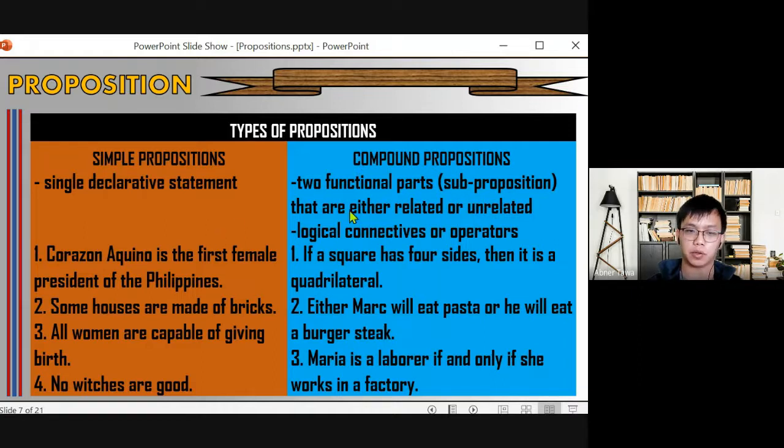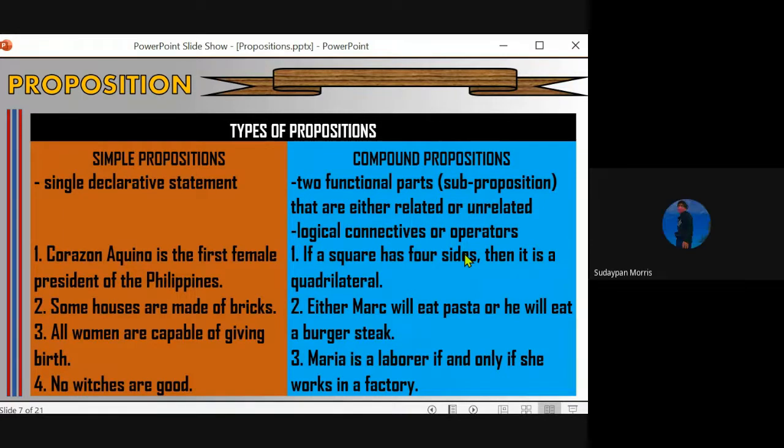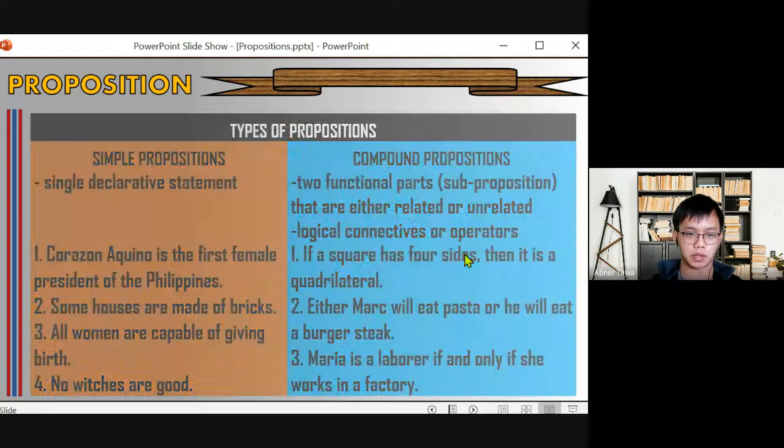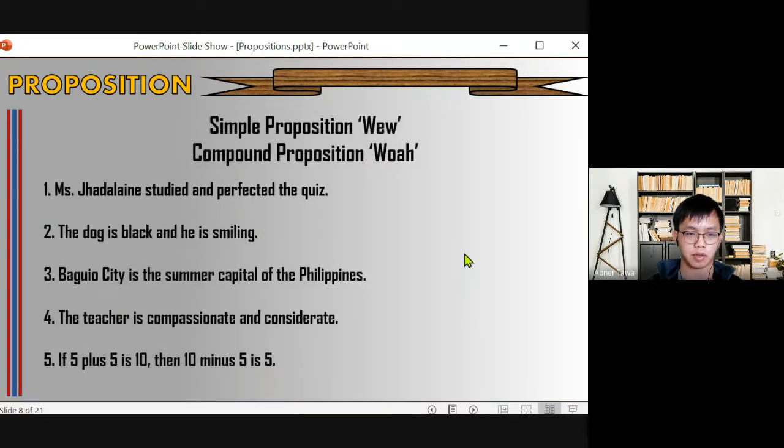Do you have any questions or clarifications? None, sir. So let's proceed. Okay, we have here an activity again. Let's have an exercise to check if you understand the difference between simple and compound propositions. If it is simple, just say simple, or if it is compound, just say compound. So who wants to answer number 1?